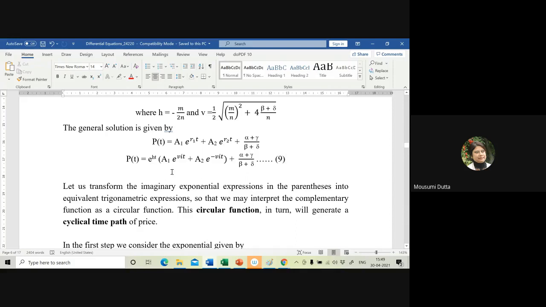However, to understand the other part of the time path, that is, why it is oscillatory, why I am saying that when the roots are complex conjugates we will have an oscillatory time path of price, to understand this part we have to focus on the imaginary part. Okay, Ayan, got it? Yes, ma'am. Got it.